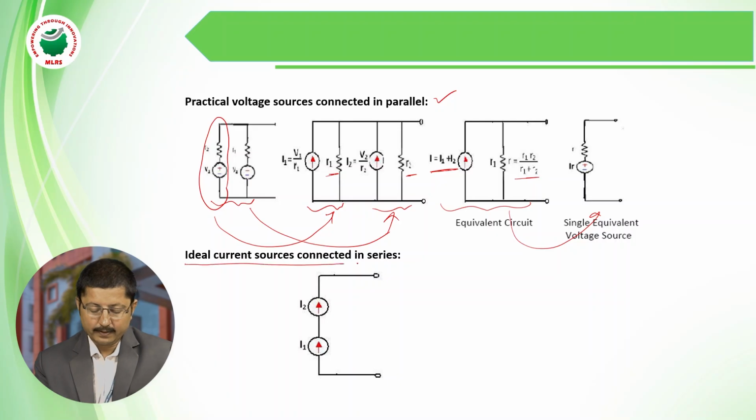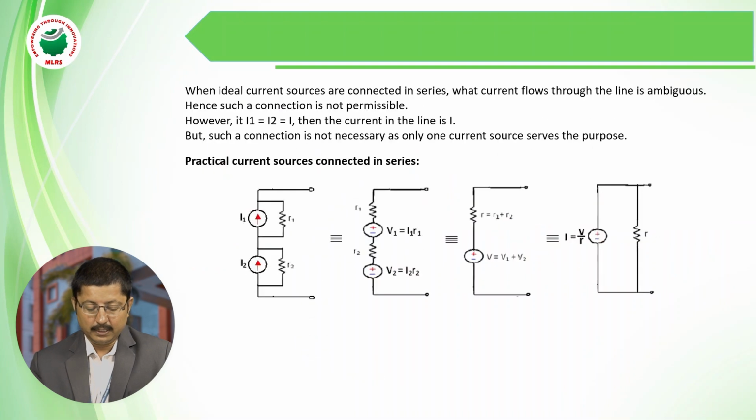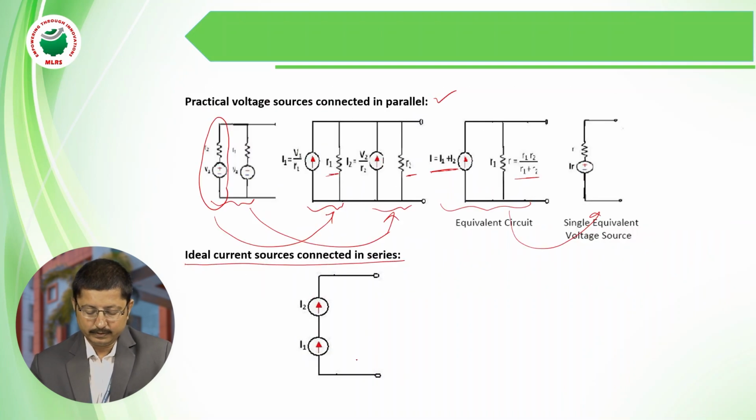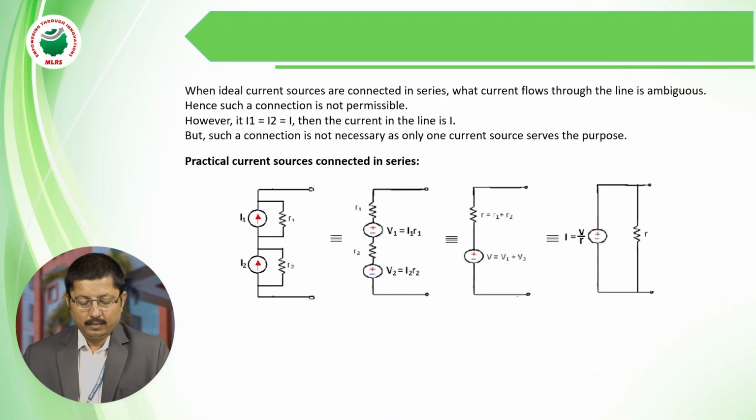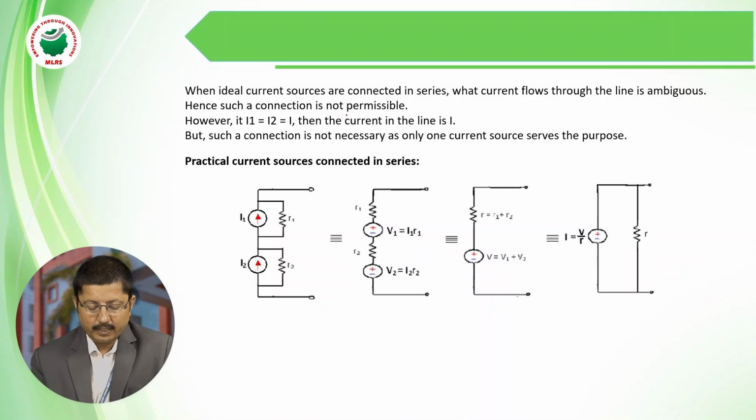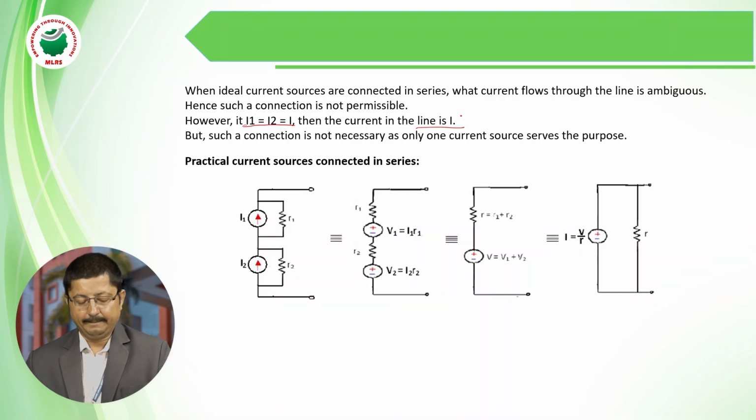Similarly, if ideal current sources are connected in series, irrespective of the voltages across the sources, in series the current will be the same, so the total current is I1 equals I2. In such cases it is not possible otherwise. However, we can treat I1 equals I, then the current in the line is I.